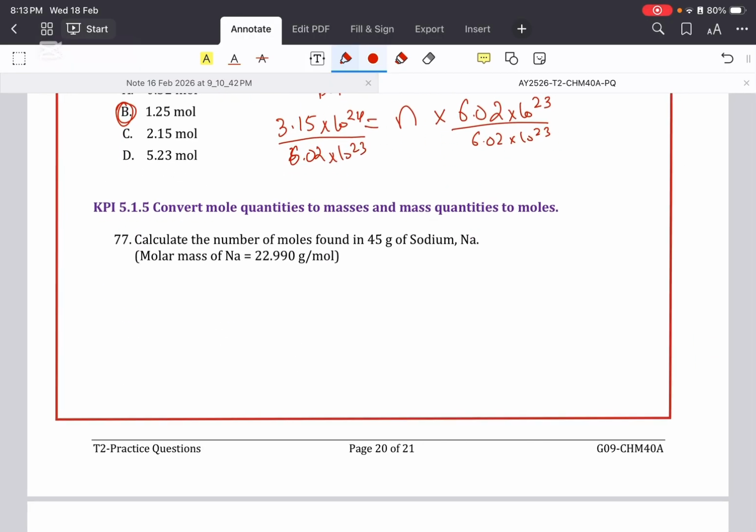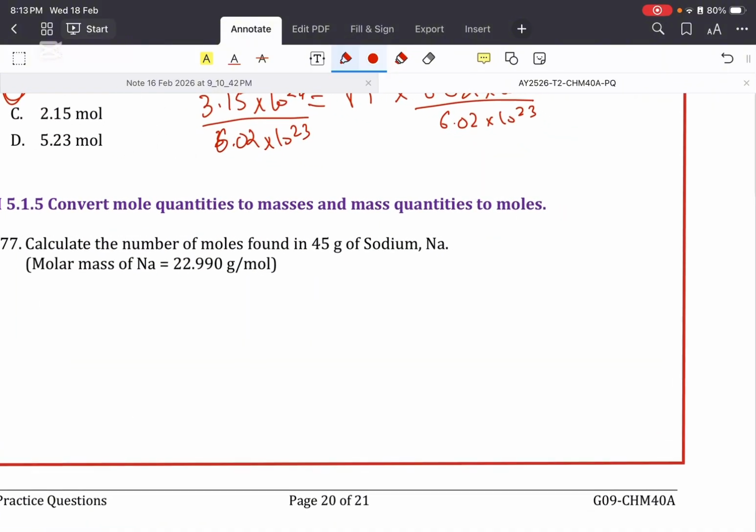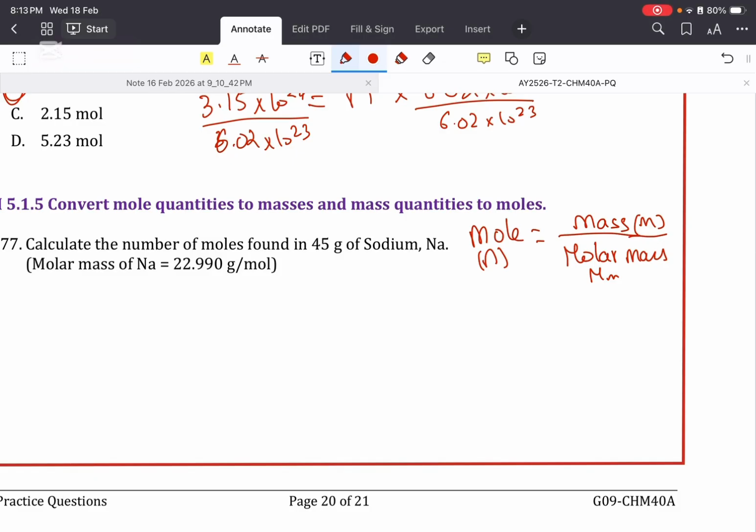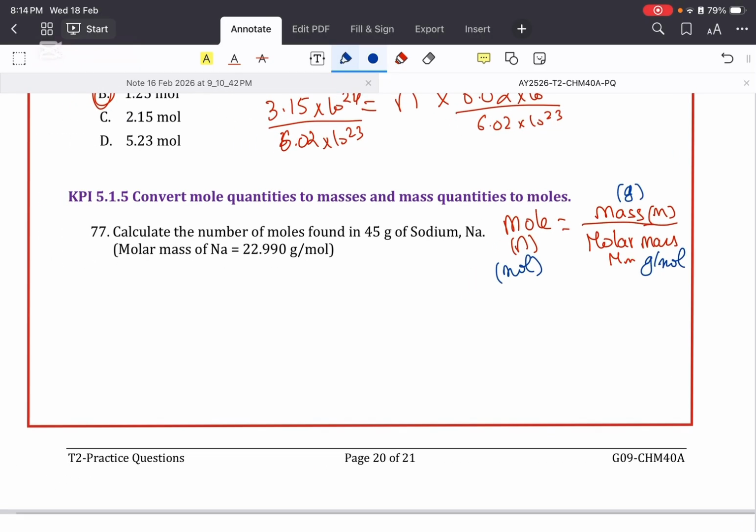Now, the other formula that is provided to you in your formula sheet is: the moles, N, is equal to the mass, symbol small m, over the molar mass. Now let's talk about units. The mole is in mol, the mass is in grams, and the molar mass is in grams per mole.